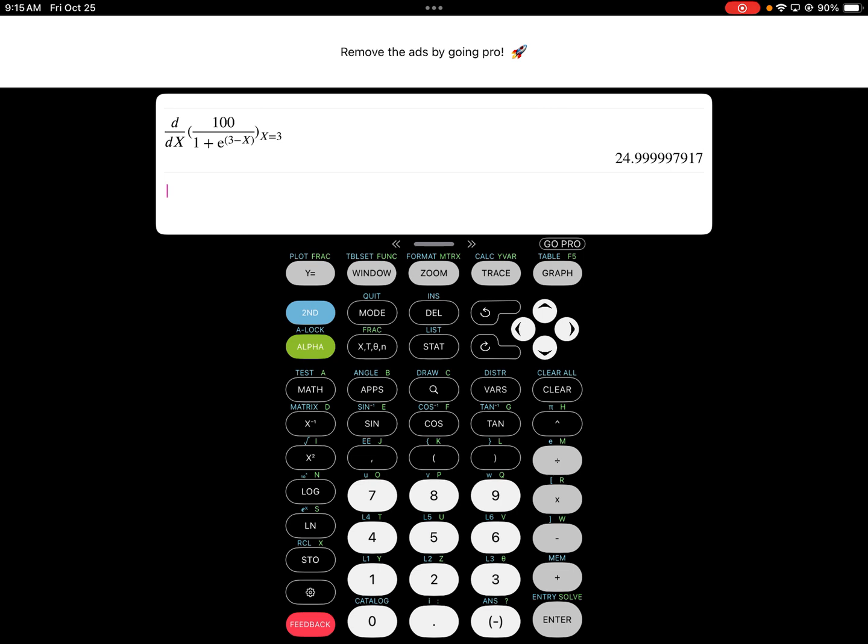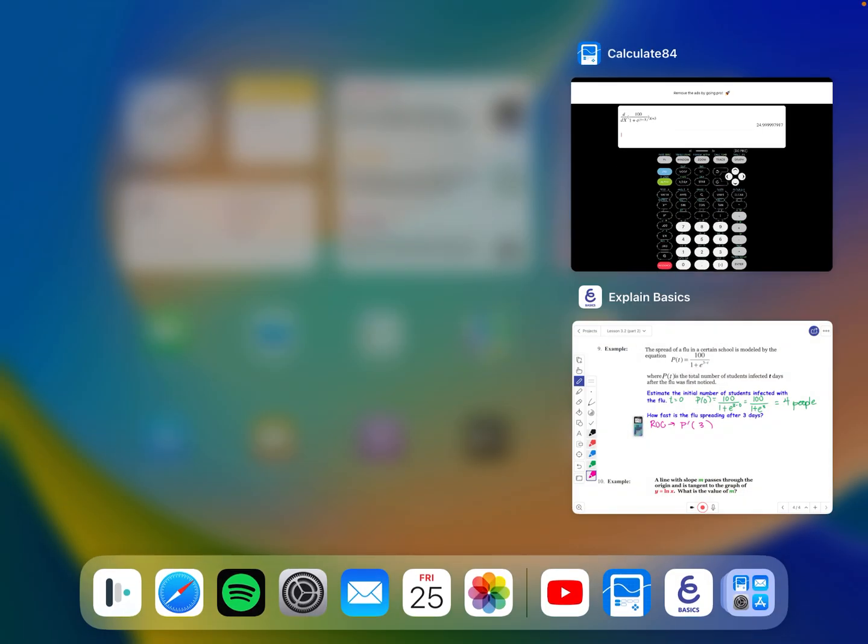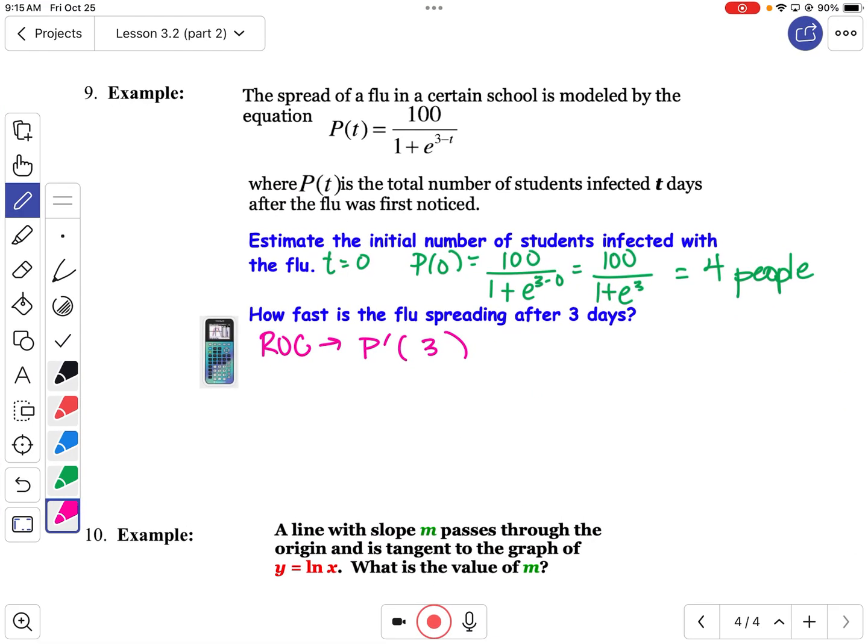24 point, we're going to round how many places? 3. If it said the nearest whole number, we would say 25. But because it didn't, we're going to always take 3 decimal places. So let's just call it 24.999. What are my units going to be? People per day. So units are important there. That's our rate of change.